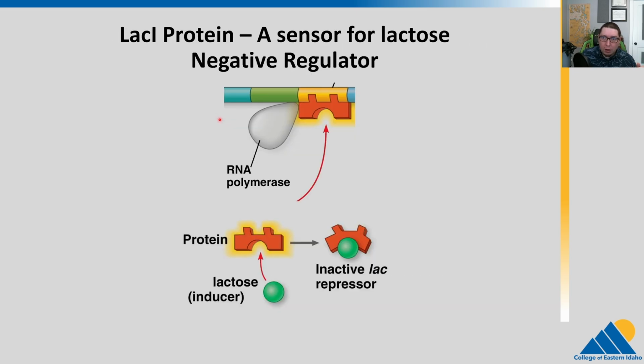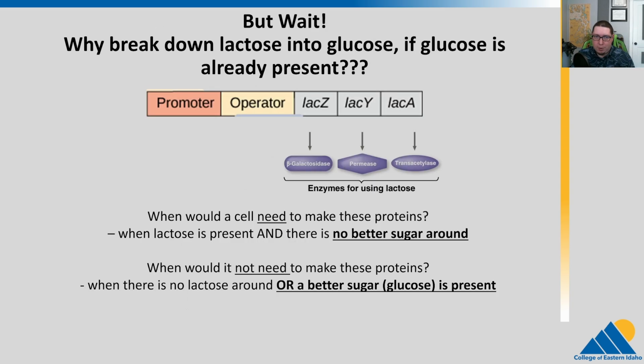Okay, so our lacI protein, the repressor protein, is our sensor for lactose. It's a negative regulator, okay? When no lactose is around, it shuts the process down. When lactose is present, it falls off and transcription can occur. All right, so that's sensor number one. But wait, we said, why break down lactose if there is a better sugar around, right? So why break down lactose into glucose if you already have glucose present? All right, so here we're going to look at the sensor for glucose, right? We need to know, is glucose present or is glucose not present?